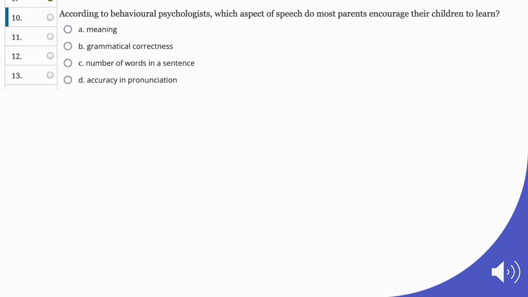Question 10. According to behavioral psychologists, which aspect of speech do most parents encourage their children to learn? A. Meaning. B. Grammatical correctness. C. Number of words in a sentence. D. Accuracy in pronunciation. It's A. Meaning.